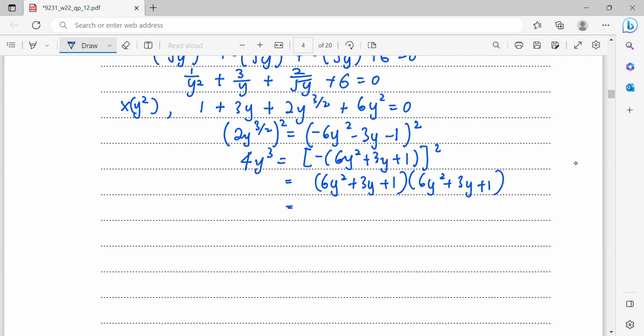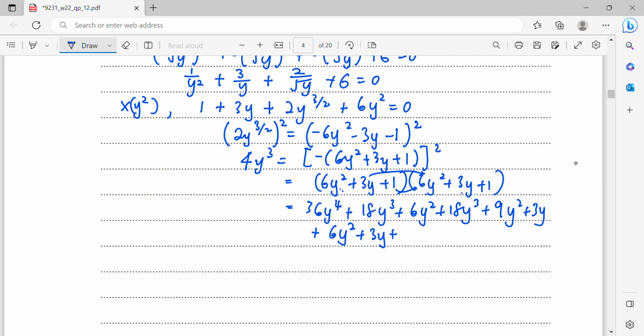So when you expand one by one, 6y squared times 6y squared, 36y degree 4. 6y squared times 3y, 18y degree 3. 6y squared times 1 plus 6y squared. And then you do the multiplication, 18y cubed plus 9y squared plus 3y, followed by plus 1. 1 times all these terms, so I will get plus 6y squared plus 3y plus 1.